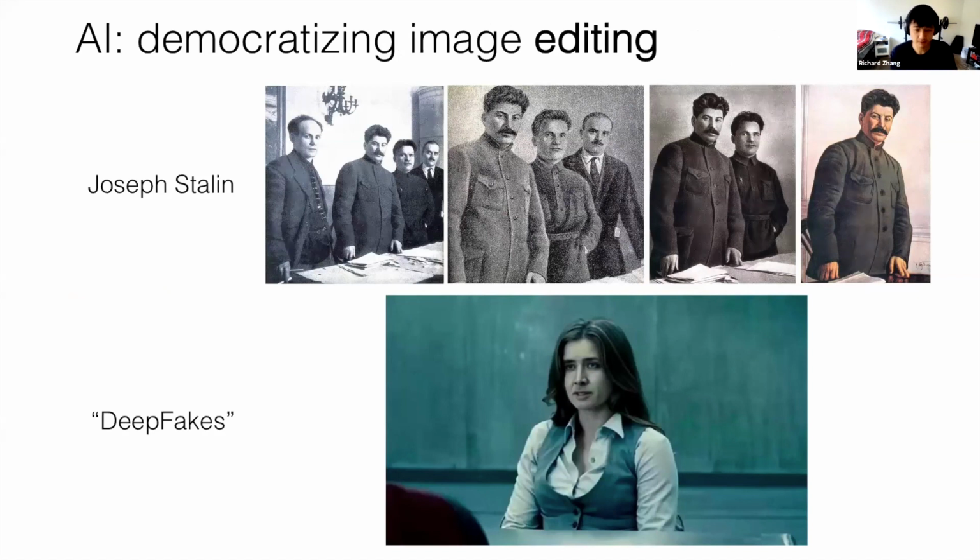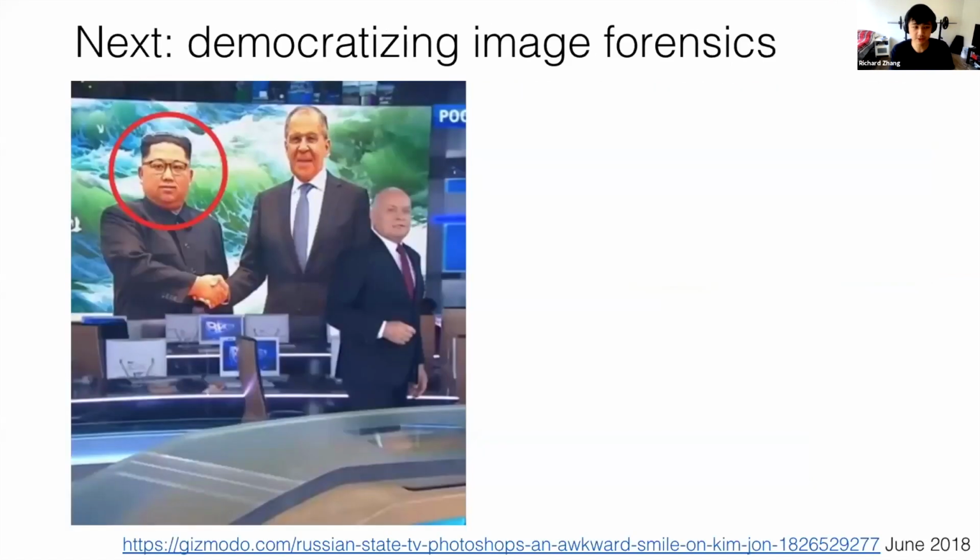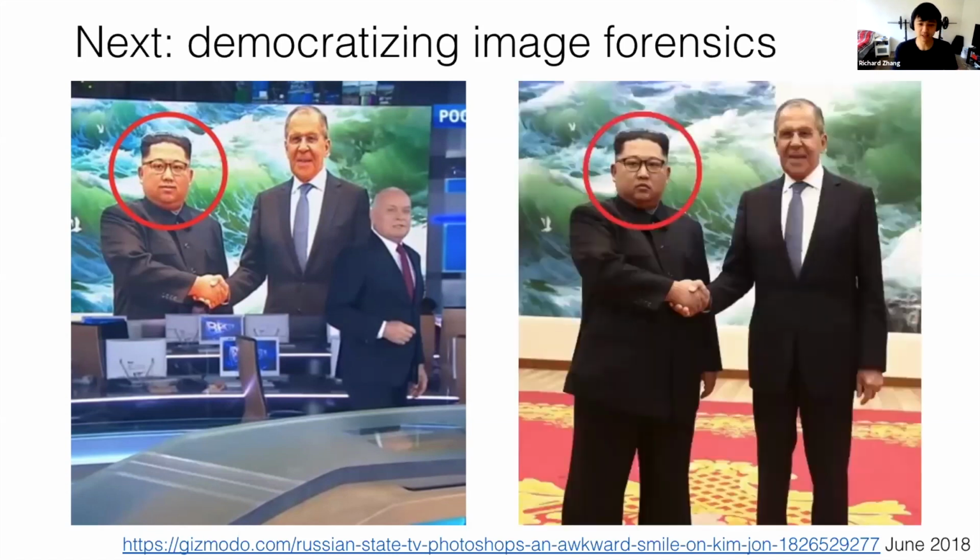Now, what we see as a possible next step is to use AI for democratizing image forensics, so that you don't have to be the CIA or a major research lab in order to identify some of these photos. So take, for instance, this example. Was this image here doctored? Well, you see that Kim Jong-un is smiling, but it turns out in the original photo, he's not so happy, and Russian TV went ahead and just changed the facial expression that he had.